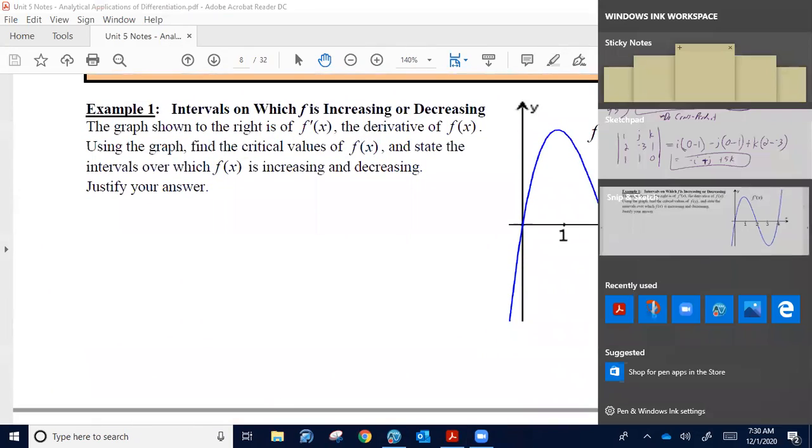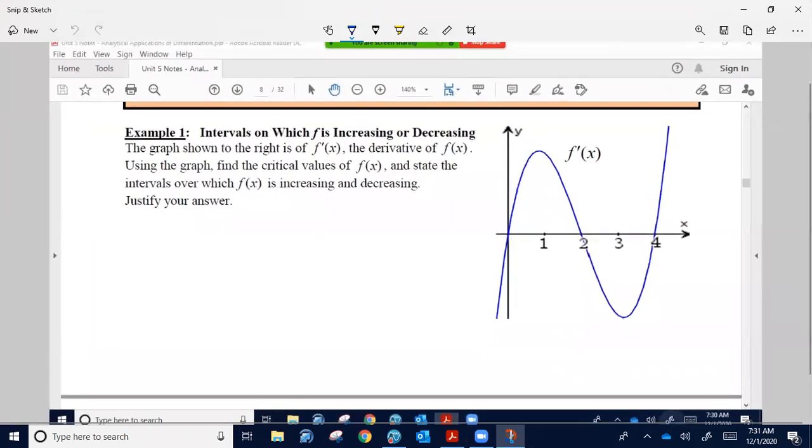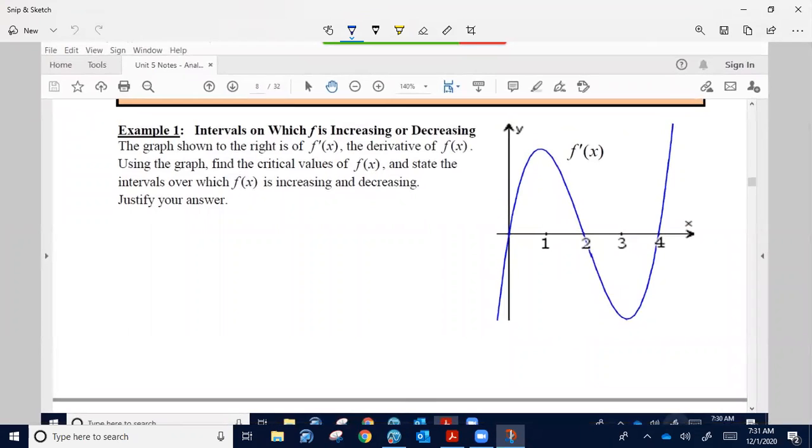We got a problem here to look at. Example 1. The graph shown to the right is of f prime of x, the derivative of f of x. Using the graph, find the critical values of f of x. State the intervals over which f of x is increasing or decreasing. Justify your answer. So big deal here: this is f prime, which is unusual. People have a hard time with that. This is the derivative graph.